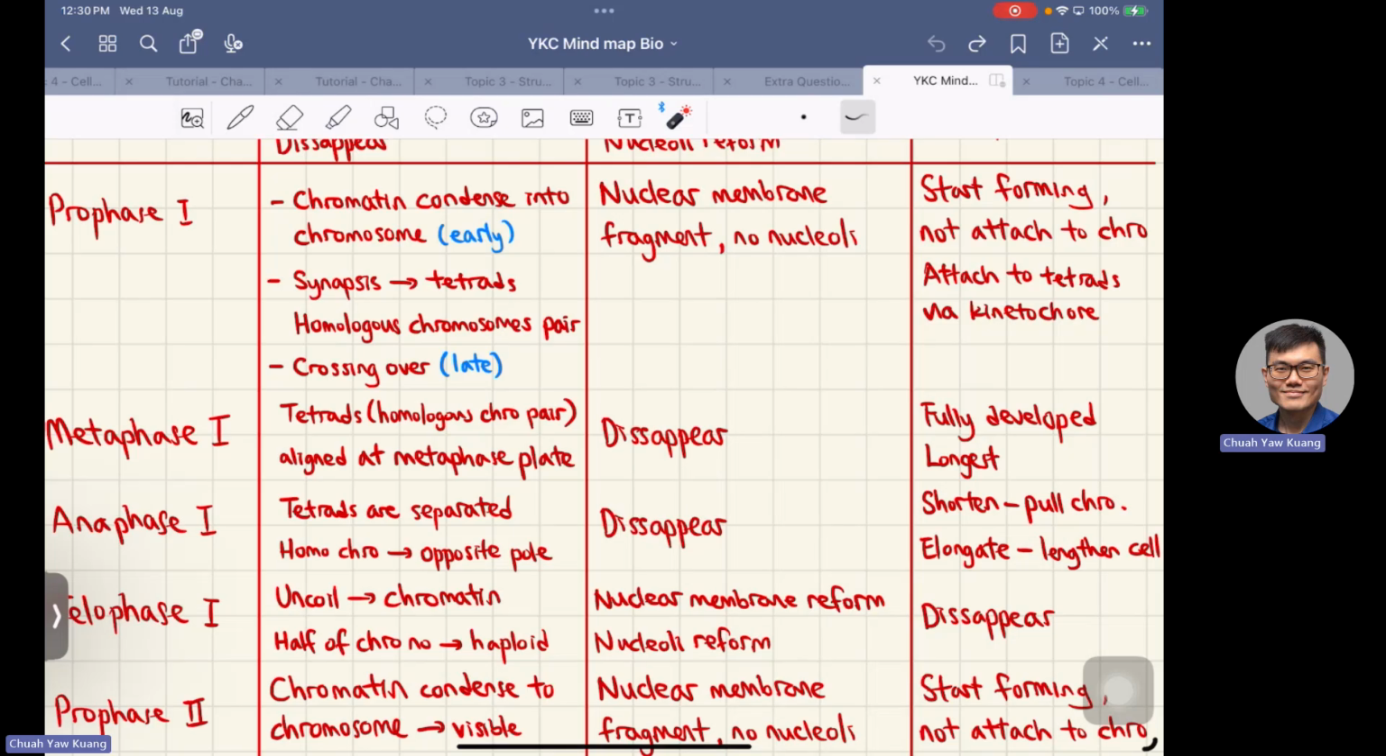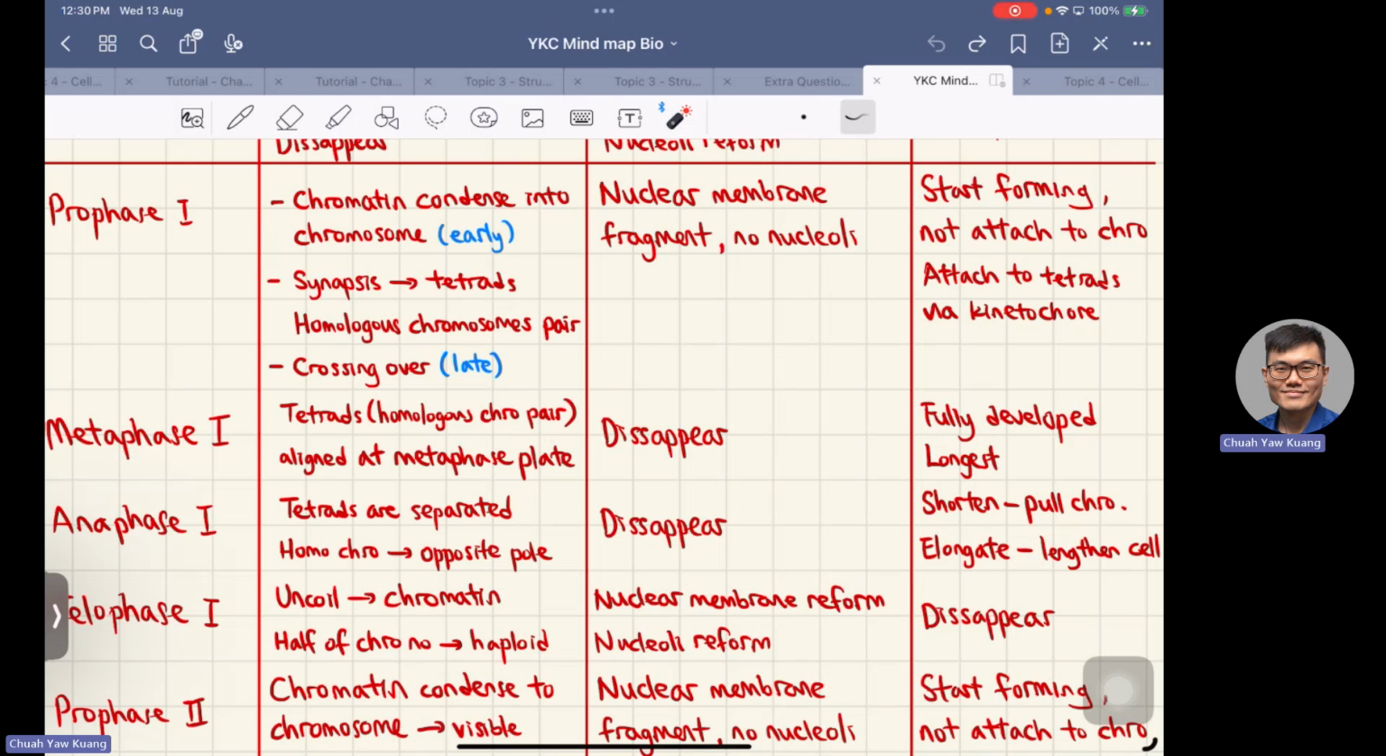Okay. Then metaphase. During metaphase, what is being aligned? In metaphase of mitosis, chromosome is being aligned. But in metaphase 1, it's the tetrads or homologous chromosome pair that is being aligned at the metaphase plate. Okay. Nucleus behavior, spindle fiber behavior is the same. So this one is just a direct copy.